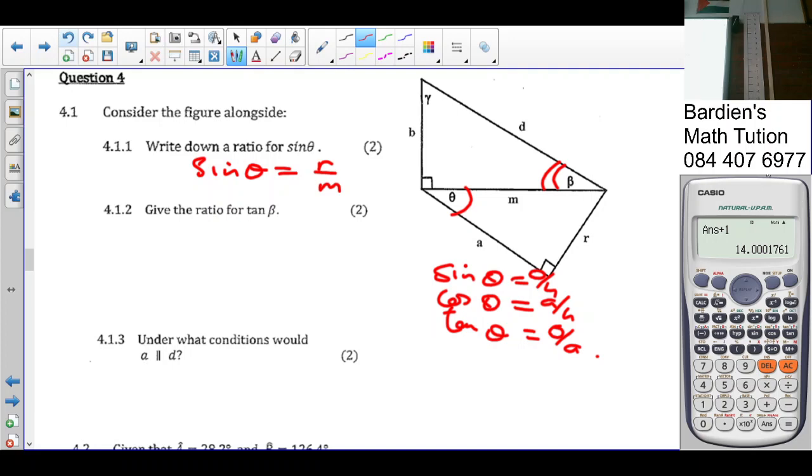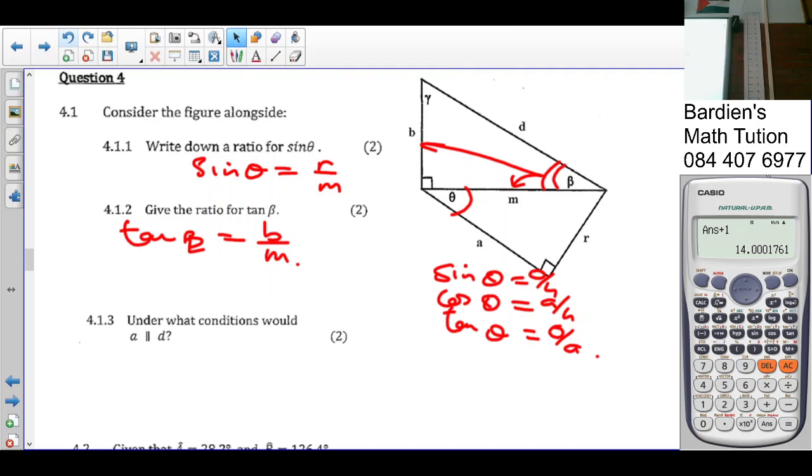Right, so what do we have here? Opposite and adjacent. So that's going to be tan of beta equals opposite, which is b over. Any confusion there?